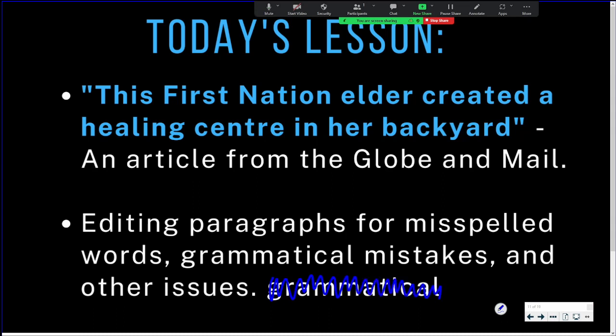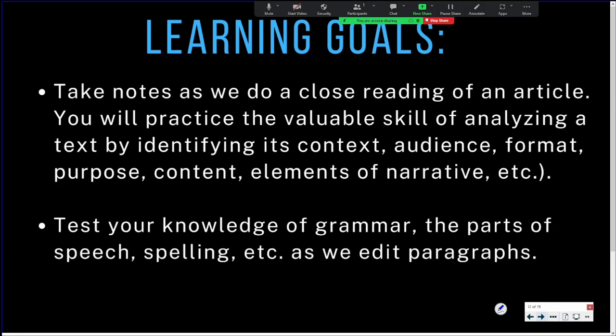So here's today's lesson. We will look at an article from the Globe and Mail titled, "This First Nation Elder Created a Healing Center in Her Backyard." We didn't have time yesterday, and I'm hoping we have a little bit of time today to look at editing paragraphs. We've got some purposely misspelled words and grammatical mistakes and some other issues that are put into an article on purpose, and then our job is to go in there and fix them up. So if we have time after the article, I'd like to look at that.